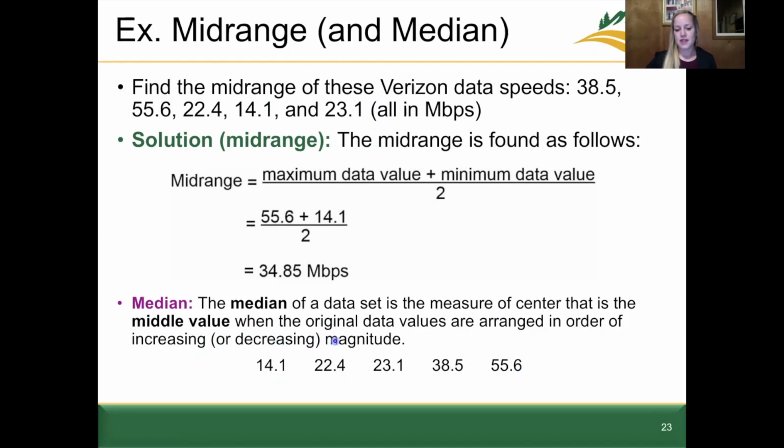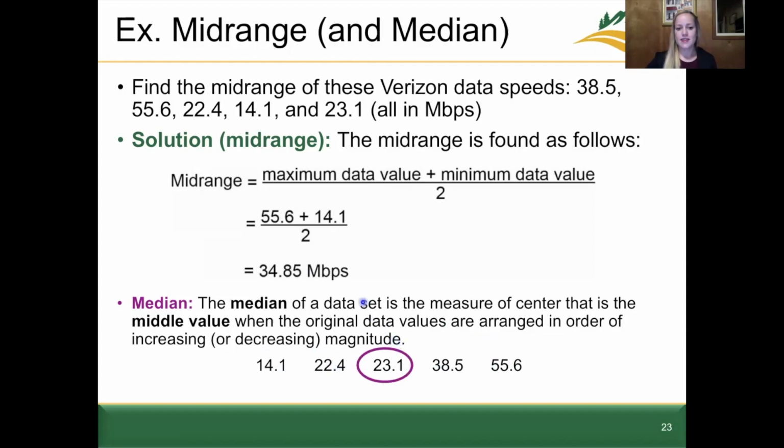Now for this median, we have 1, 2, 3, 4, 5 data values. So that's an odd number of data values. So to find the median here, it's a little bit easier than if we had a 6th data value that made this an even number. So to find the median, we would take 14.1, 55.6, those cancel out. 38.5, 22.4, those cancel out. Then we're left with just 23.1 in the middle for our median.